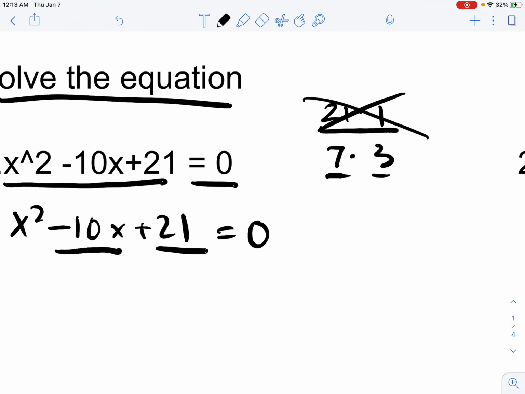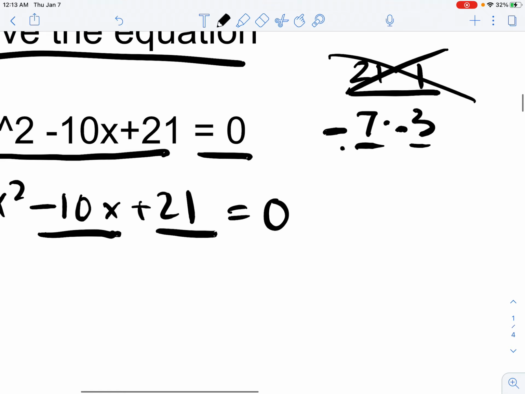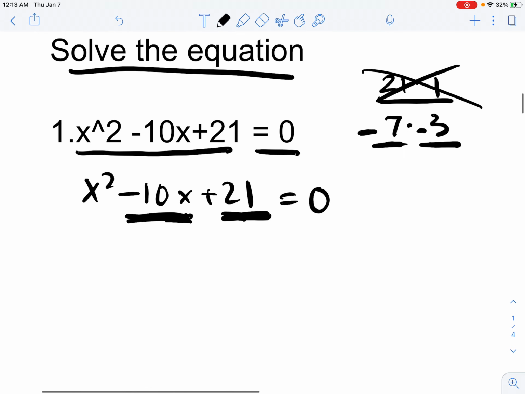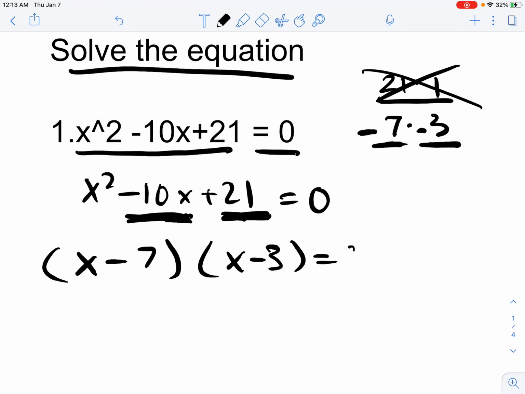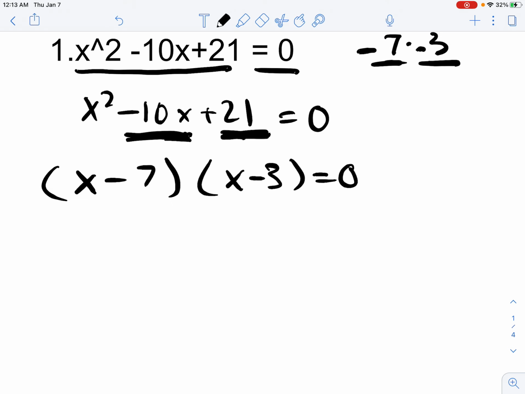However, for 7 and 3, 7 times 3 is 21, and if you sum them together, you would get 10. But in this case, since there is a negative in front of the 10x, you have to make sure to put negative on both of them. Since you still need a positive here, but you need a sum of a negative. So in that case, you get x minus 7, x minus 3, and you make that equal to 0.